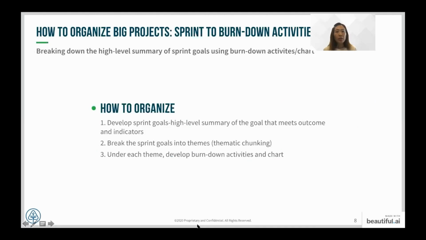One of the ways to organize big project into smaller tangible goals is using sprint goals. So once you have sprint goal, which is a breakdown of high-level summary, it is important that you organize it into different themes, and then within that you create burn down charts.